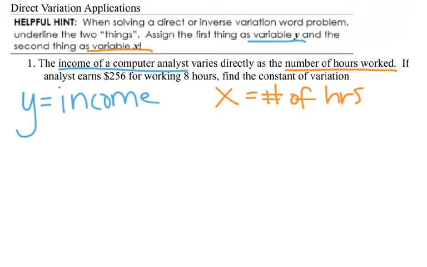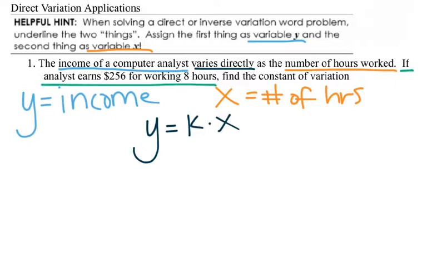Okay. The other important thing is make sure you actually read it, because eventually these are going to be direct, inverse, or combined. So right now we're just doing direct. So we know it looks like this because that's the formula or the equation for direct variation. All right. The next part, I'm going to do it in green, is going to tell us how to find k. If an analyst earns 256, so remember that's y, for working 8 hours, that's my orange, that's my k.